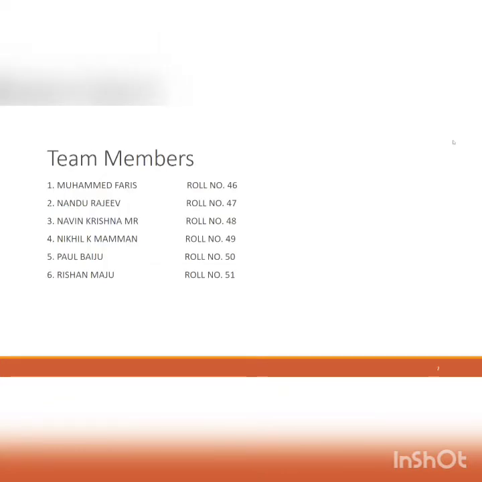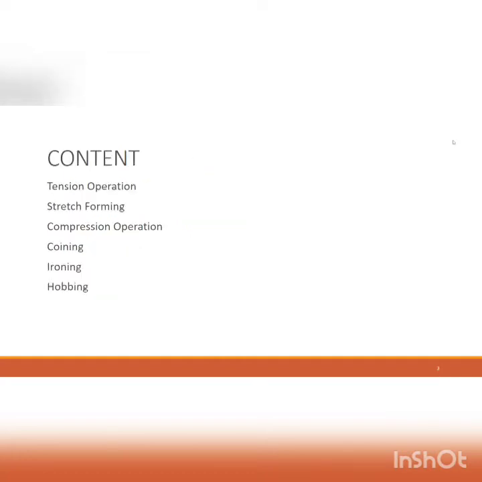Our team has six members, and each one of us has contributed towards this presentation. Our group members are Mohammed Faris, myself Nandu Rajiv, Naveen Krishna, Nikhil K. Maman, Paul Baiju, and Rishan Maju. The content of our presentation includes tension operation, which will be handled by Naveen, stretch forming, handled by Nikhil, compression and coining operations by Faris, ironing by Paul, and hobbing by Rishan. Starting the presentation with tension operation by Naveen.